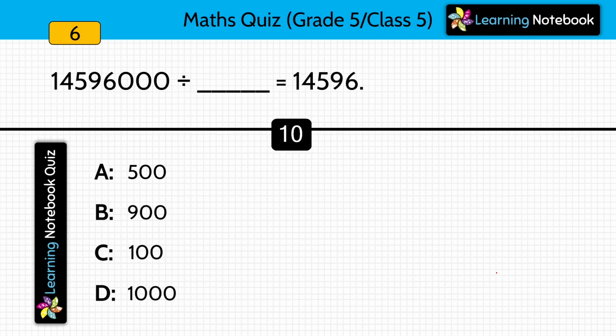145,96,000 divided by dash equals to 14596. Answer is option D, 1000.